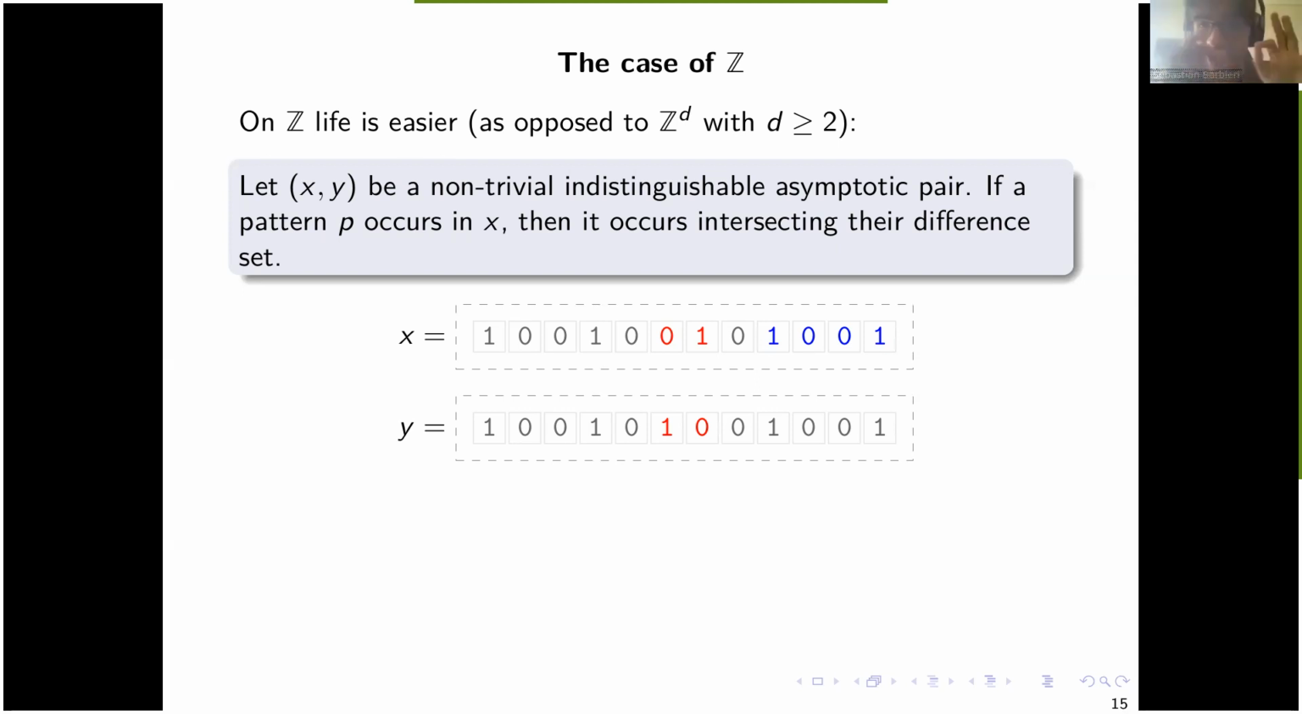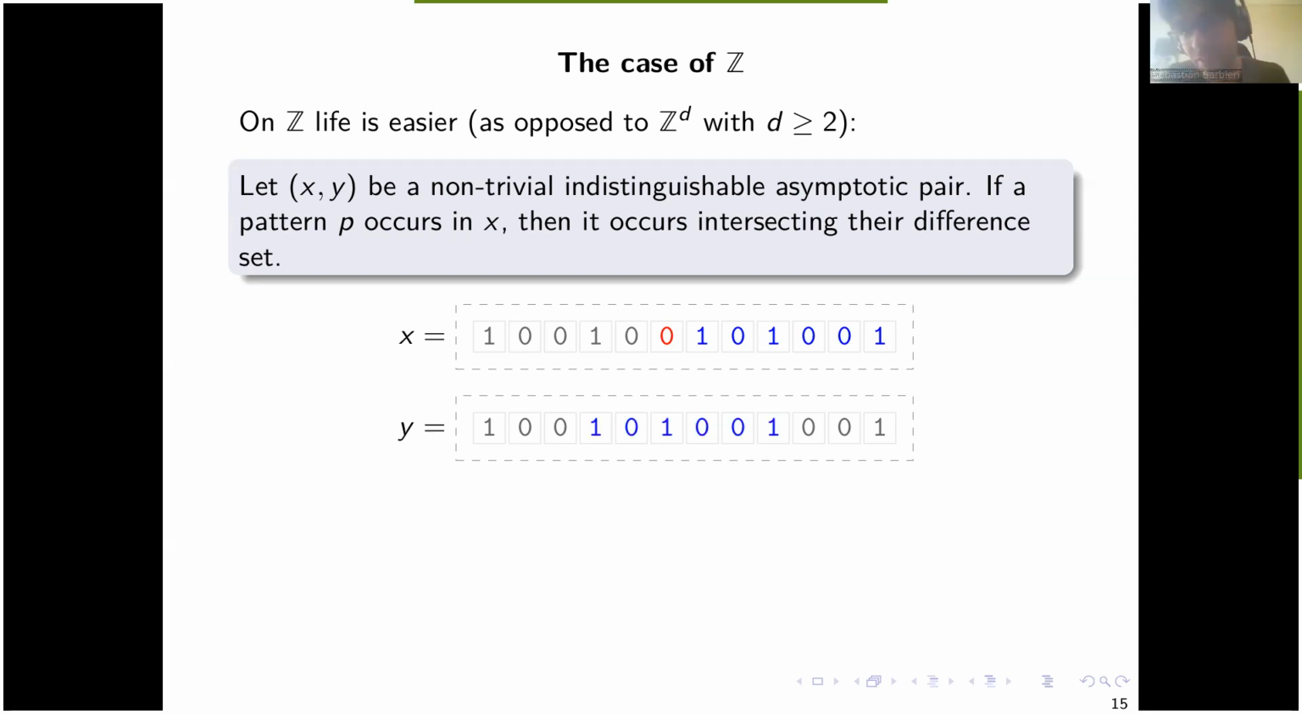Okay, suppose it does not intersect the difference set, and take the first that appears on the right. Now take this pattern and extend it just so that it touches the difference set on just one symbol. Well, this is a pattern which is intersecting the difference set. It occurs in X, so it must occur in Y. And it can't occur in Y in the same position because the last symbol is switched. So necessarily it must occur earlier.